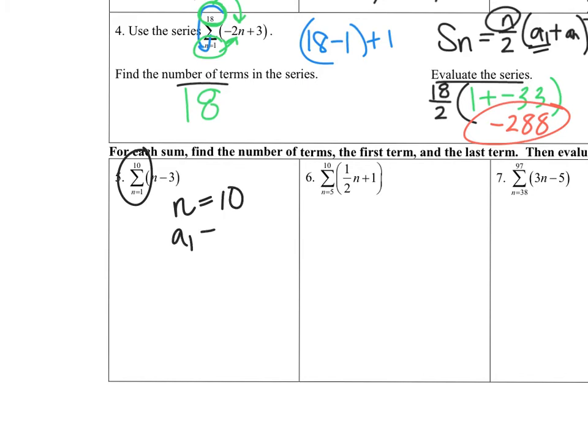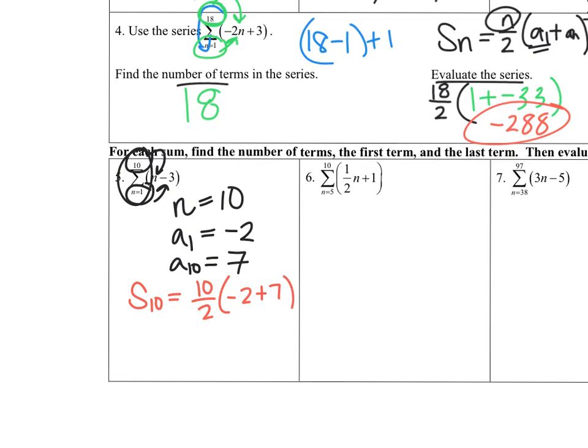The first term is going to be plug in this bottom number, and you get 1 minus 3, which is negative 2. To get the 10th term, you're going to plug in the top number, and 10 minus 3 is 7. So I'm going to use this formula, S sub 10 equals the number of terms over 2 times the first term plus the last term. So this is going to be 25.